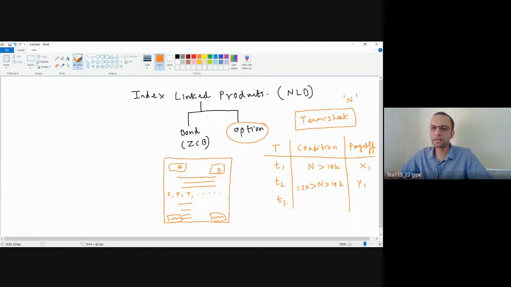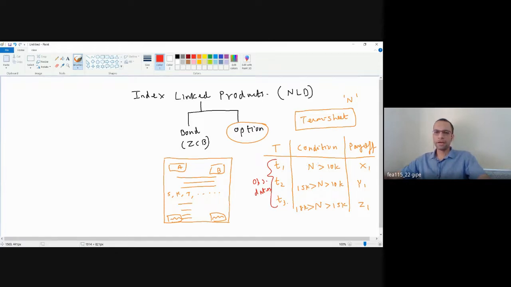I'm just making up certain conditions right now, but in reality, you'll find something similar. And if the Nifty is greater than 15K but less than, let's say, 18K, I receive some payoff Z1. And these T's are what I call my observation dates. So I could have this table which is given to me. That is, if at observation dates T1, T2, and T3, these respective conditions are being met, then I receive payoffs X1, Y1, and Z1 on this particular option product.